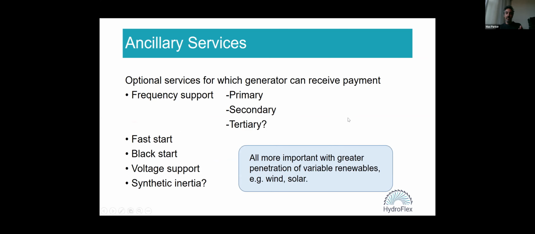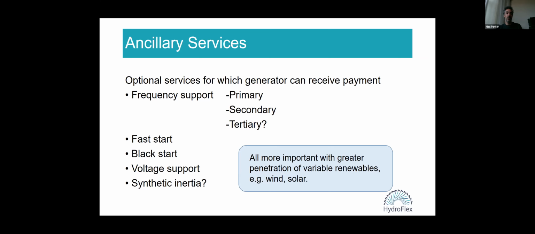So ancillary services are basically optional services for which the generator can receive payment, above and beyond just generating power or providing the functionality that they have to provide. So we've got frequency support, primary and secondary, defined by the time in which they occur. Some grid operators, I believe, define a tertiary response, but the timescale is so long that it's not really of interest here.